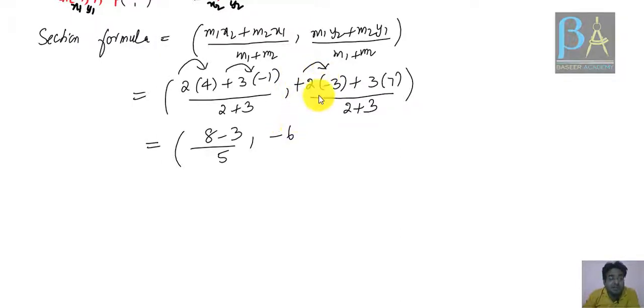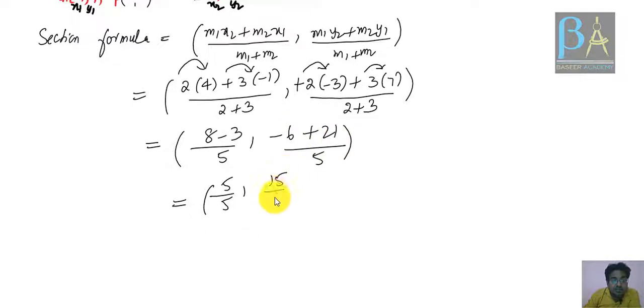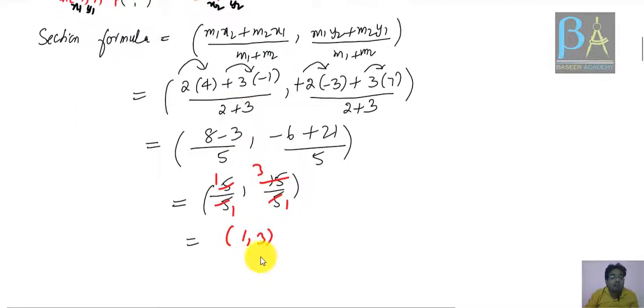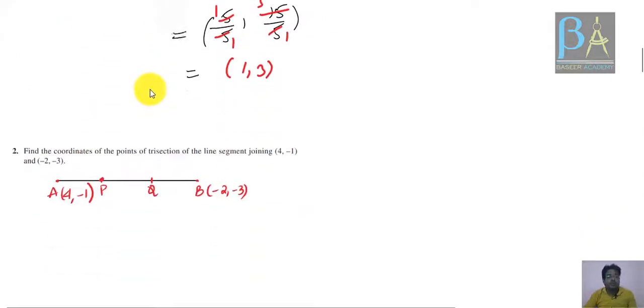Plus into minus is minus, 2 into 3 is 6, 3 into 7 gives me 21, 2 plus 3 gives us 5. 8 minus 3 is 5, so it is 5 as it is; 21 minus 6 gives me 15, by 5 as it is. Now 15 by 5 is nothing but 3, because 5 into 1 is 5, 5 into 2 is 10, 5 into 3 is 15. So the coordinates of the point which is dividing the line segment joining these 2 points in the ratio 2:3 are 1, 3. Let's move on to the next question.